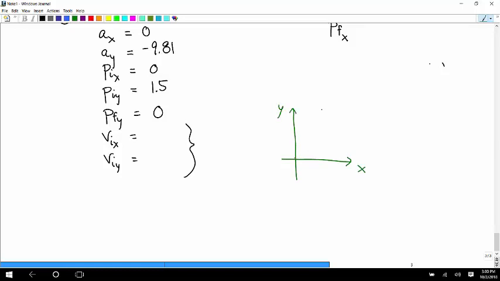We have a vector, if we put its tail at the origin, we have a vector with a length of 40, and this angle is 25 degrees. So that initial velocity vector is 40 times cosine of 25 degrees, 40 times the sine of 25 degrees.